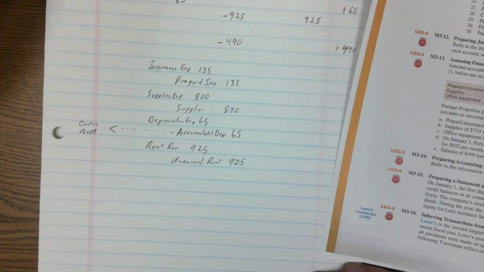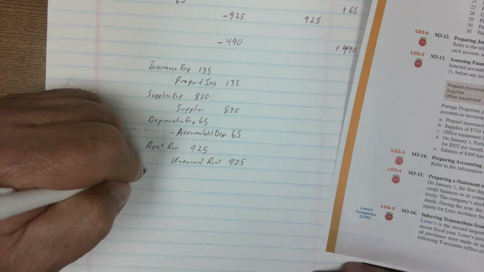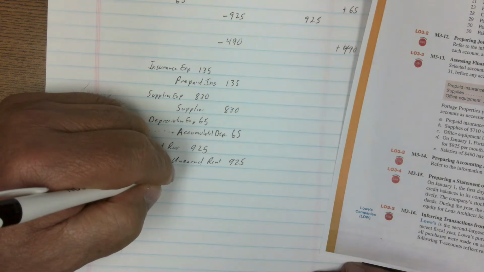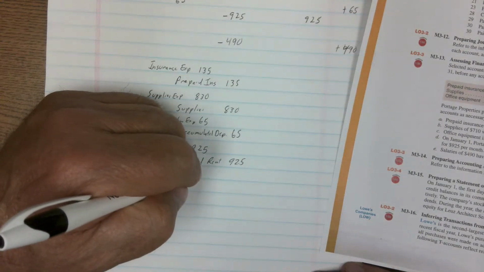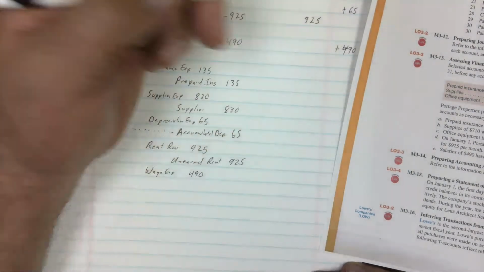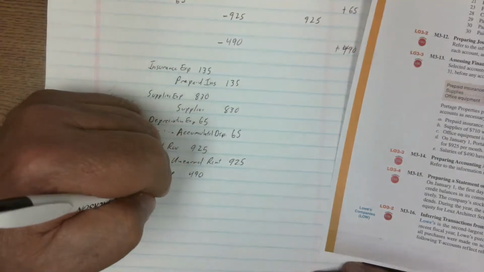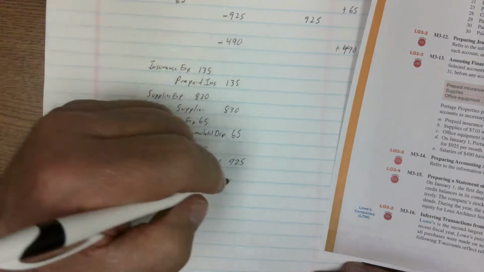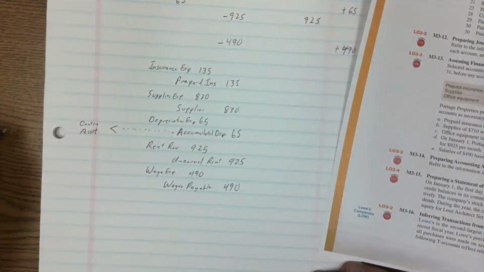And then finally, the last one, we have salaries of $490 have been earned by employees, but not yet recorded on January 31st. Okay, so we're going to have wage expense, 490, right? That's that one up there. And then we'll have wages payable. That's that liability, 490 right there.